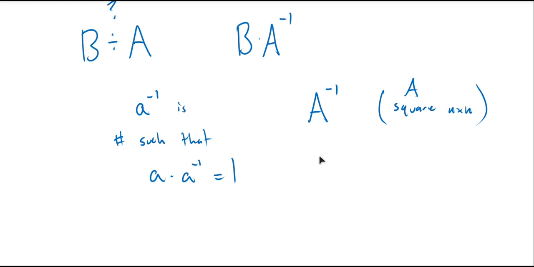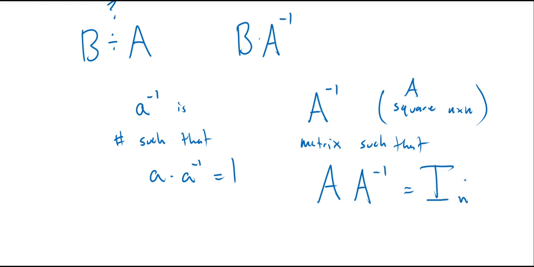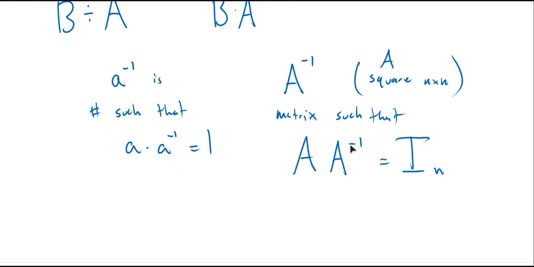And in that case, we're looking for the matrix such that if I take A and multiply it by A inverse, I wind up with the identity matrix for that dimension. So we want to be able to find such a matrix, and we're going to look at some various methods of doing that in the next video.